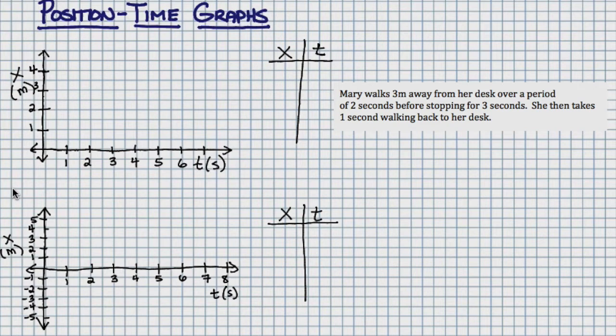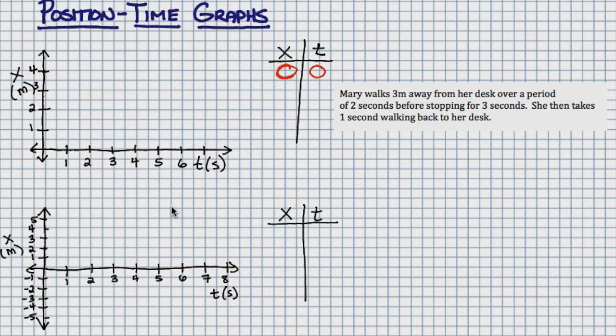Where is she? Well, if we assume that her desk is where she's starting, then we can assume that at her original position, at the original time, when time is 0, her position is 0 because she's still at her desk. So at time 0, no time has elapsed, she hasn't changed position in any way.